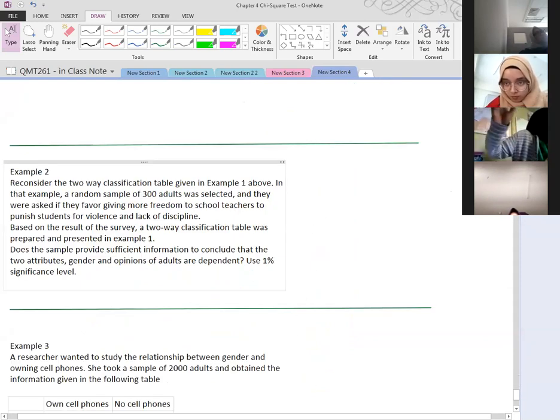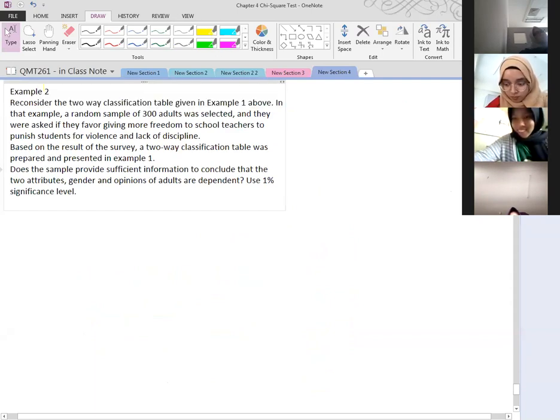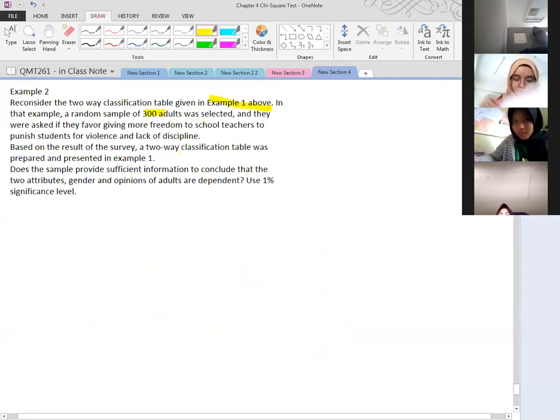Now look at example number 2. Example number 2 refers to example number 1 just now, right? So a random sample of 300 adults was selected. Based on the survey result, a two-way classification table is presented, and we already looked at this one. So does the sample provide sufficient information to conclude that two attributes, gender and opinion of adult, are dependent? Use 1%.